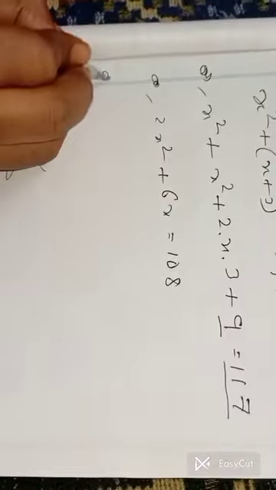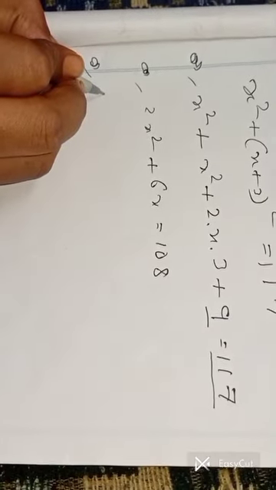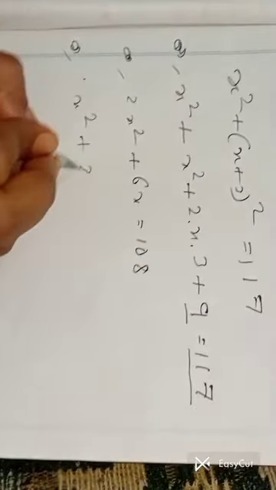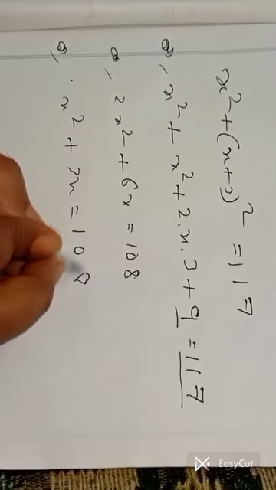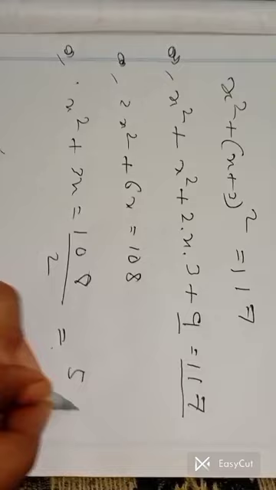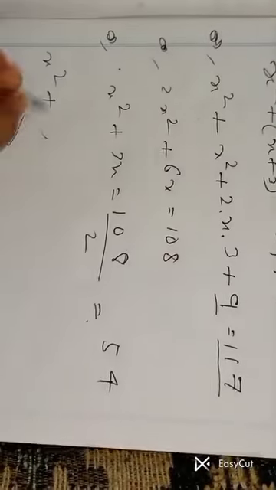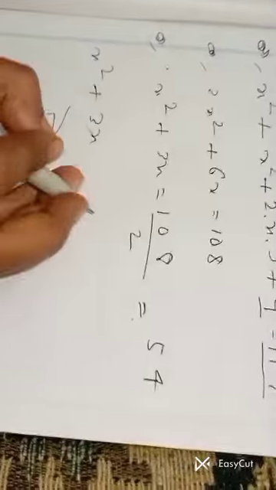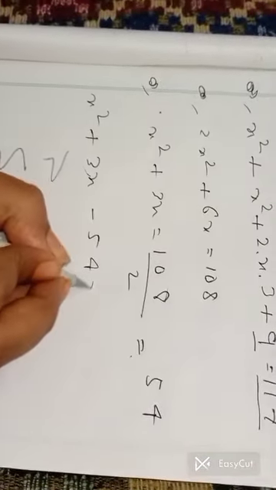So what do we get after this? If we take 2 common from the left hand side, what do we get? x square plus 3x is equal to 108 by 2. So what do we get? 108 by 2 equals 54. So x square plus 3x, and if we move the 54 to the left hand side, what do we get? Minus 54 equals 0.